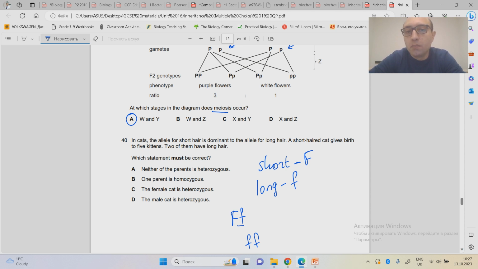Which statement must be correct? Guys, it means that the father or other parent also contains minimum one small f, but others we don't know. So what's the correct explanation here? Neither of the parents is heterozygous. It is false, of course, guys, because we see that minimum one of them is heterozygous. One parent is homozygous. They are saying that must be correct. We will see. The female cat is heterozygous. Answer is C, guys. The female cat, as you see, is heterozygous. This is always correct, like must be correct.